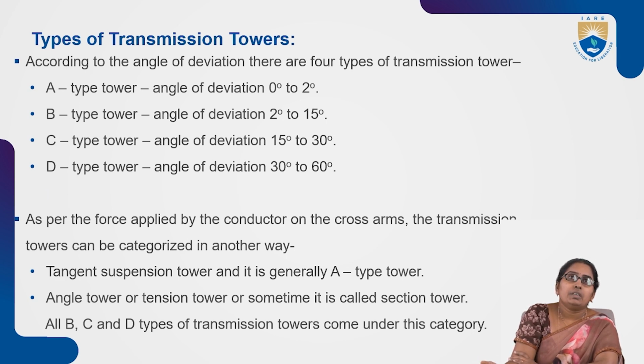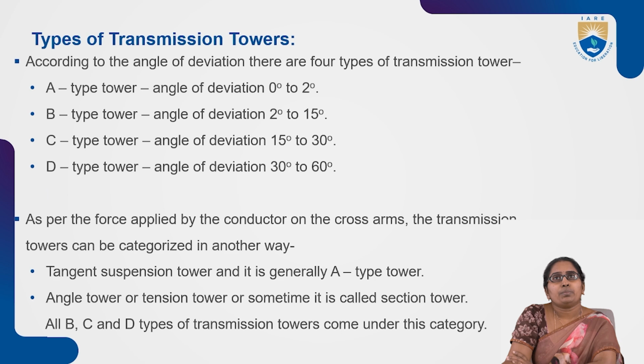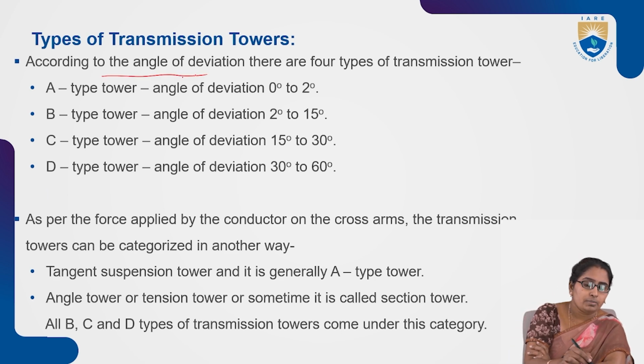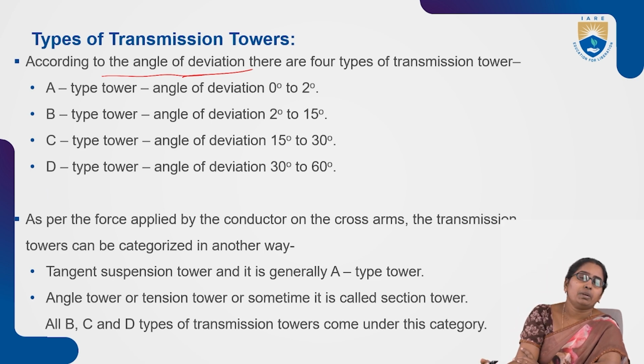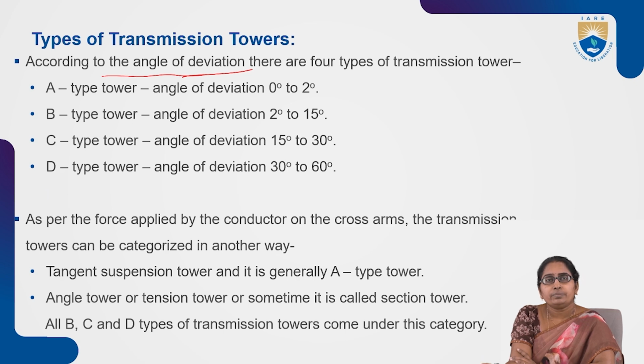So here, types of transmission towers. Next is self-explanatory: types of transmission towers. According to the angle of deviation, there are four types of transmission towers. A type tower has an angle of deviation of 0 to 2 degrees. B type tower, 2 to 15 degrees. Like that, C type tower and D type tower are given.